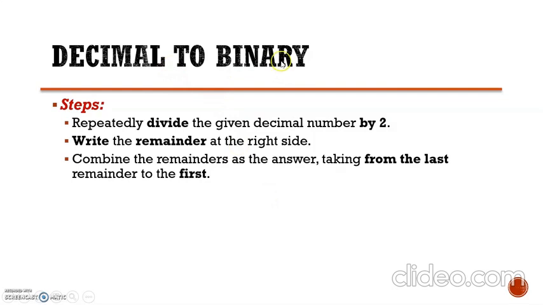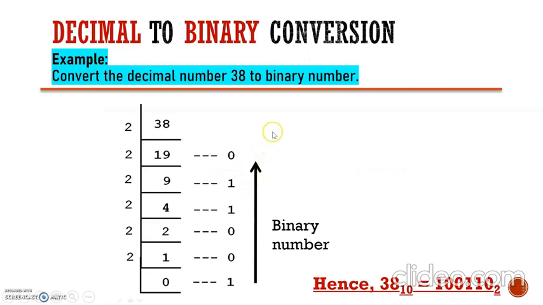From decimal to binary, the steps are like this. We have to repeatedly divide the given decimal number by 2. We are going to do a long division, and then you have to write the remainder at the right side, and then you have to combine all the remainders and take them as the answer. The way to take the answer is from the last remainder to the first remainder. So this is an example to convert a decimal number to binary.